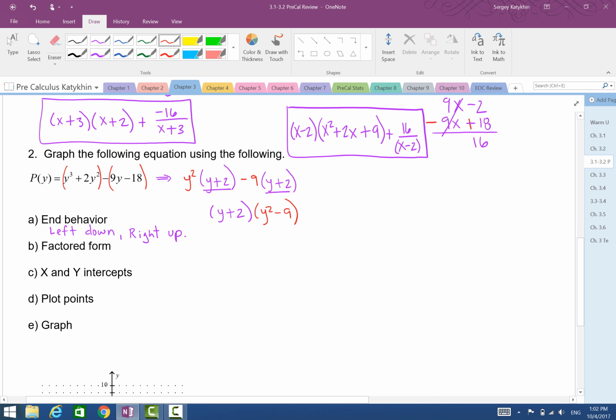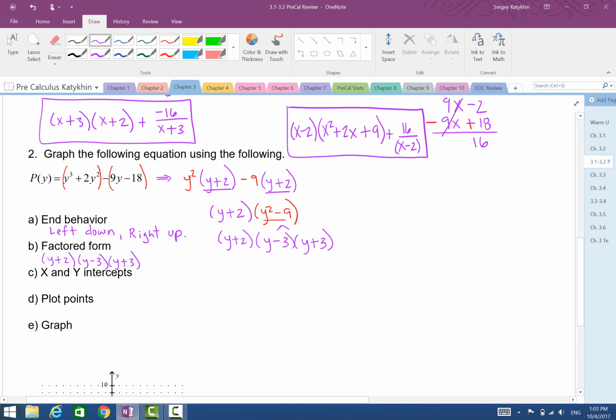Please note that y squared minus 9 is also factorable. This is what we call difference of squares. So when we're done, we'll get the following: y plus 2 times y minus 3 and y plus 3. So that factors to that. Now factor form. So when we write our answer here, it will be y plus 2, y minus 3 and y plus 3.